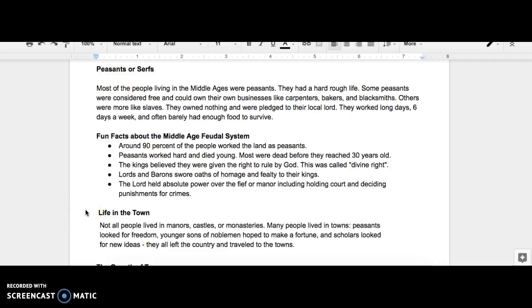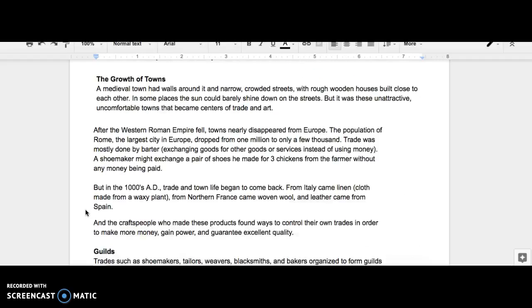Life in the town. Not all people lived in manors, castles, or monasteries. Many people lived in towns. Peasants looked for freedom, younger sons of noblemen hoped to make a fortune, and scholars looked for new ideas. They all left the country and traveled to the towns.